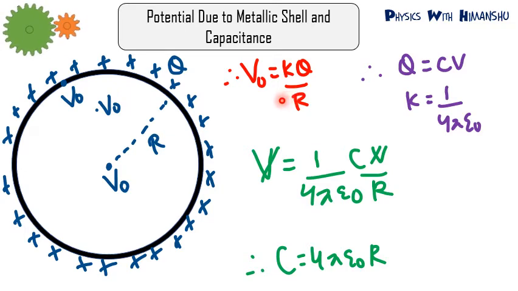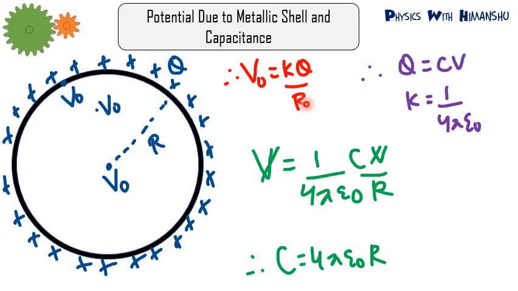Now, if you remember one property, that inside a conductor in electrostatics, the potential at all points is the same. So if the point is this, then kq by r. Take this point, kq by r. Take even a point on the surface, kq by r. So the potential on the surface of this metallic shell is what?